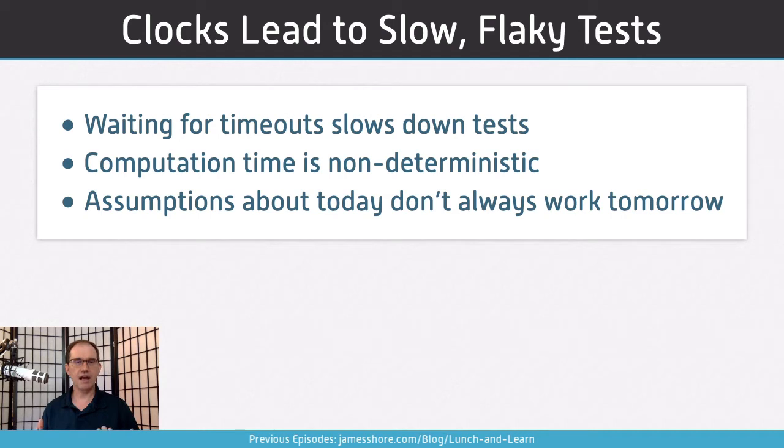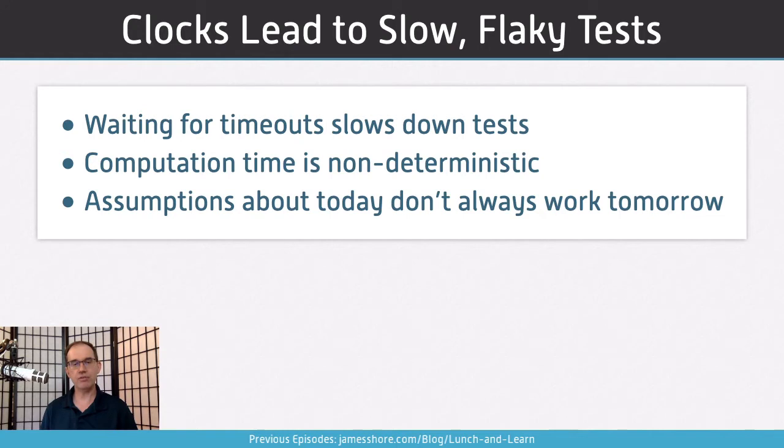Specifically, clocks tend to lead to slow and flaky tests because you often have time in your tests when you're having some sort of timeout. Maybe you want to wait a few seconds for something to finish. You've got a timeout in your code that's waiting to see if something is going to finish on time. And so your test actually waits those few seconds. Well, that's really slow. We don't want to do that.